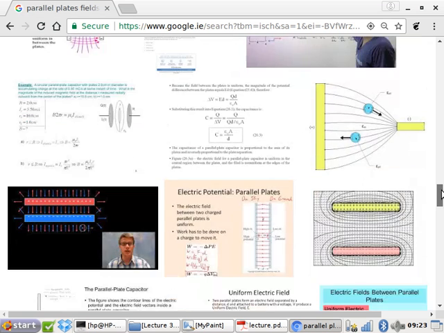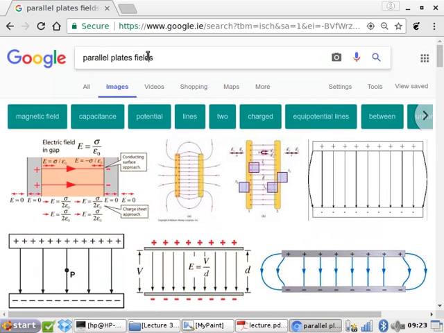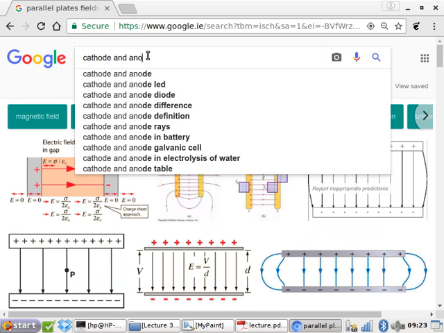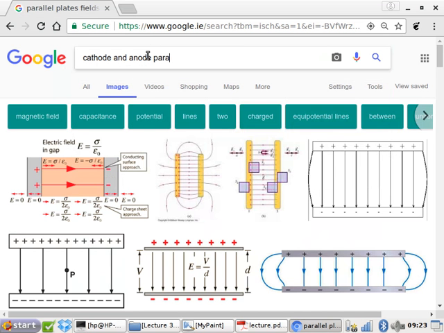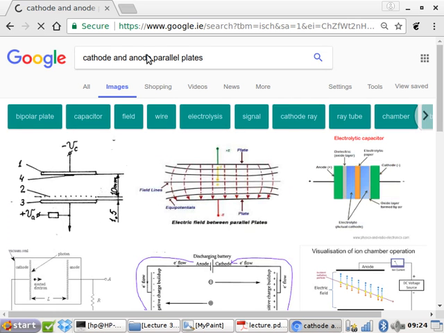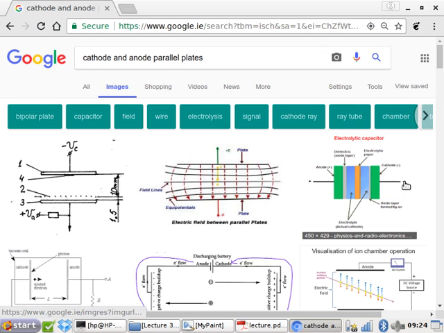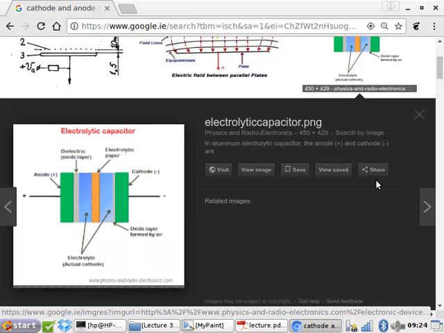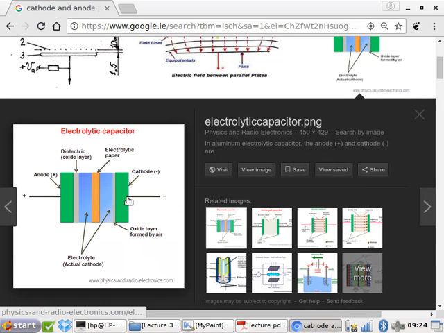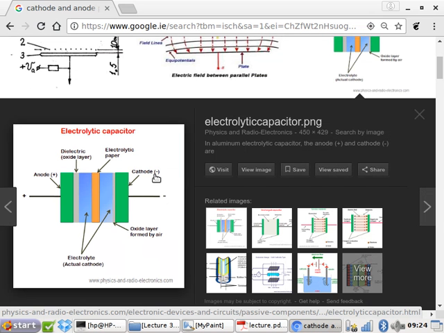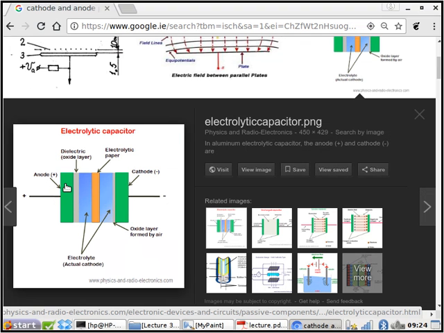What about just cathode and plate, with a negative charge and positive charge? Let's see. Cathode positively charged. Oh, sorry, that's a negative. Anode positive. Yeah. Anode positive. Cathode negative.